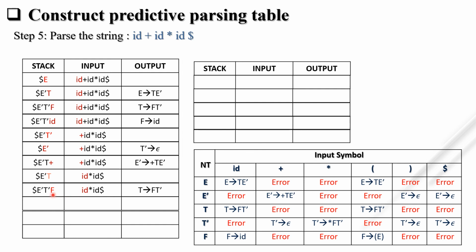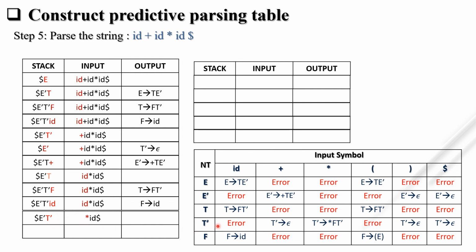Now we check F and ID. F and ID is F tends to ID. So instead of F, what we do? We simply put ID. And input string is ID into ID dollar. Now the top of the stack is ID. Input string is also ID. So we pop it. Now we have to check T dash and star.